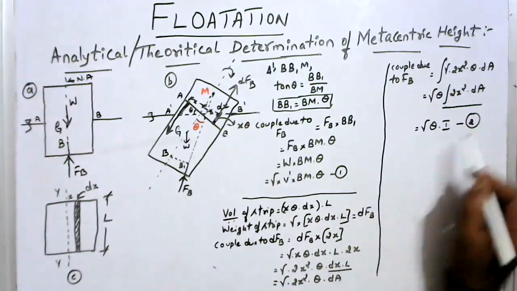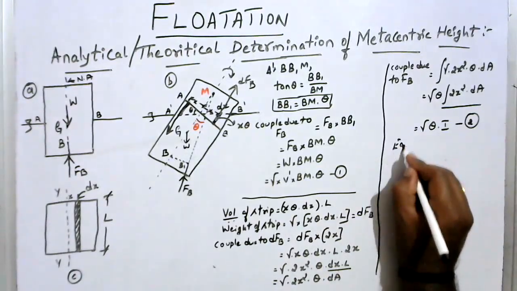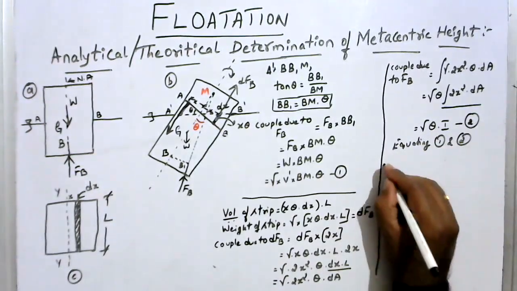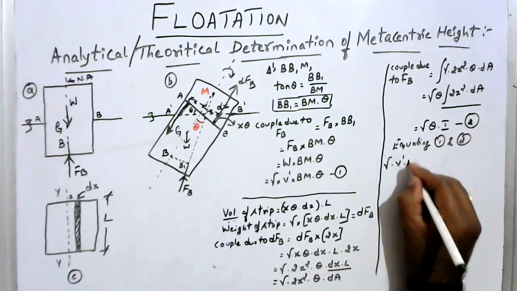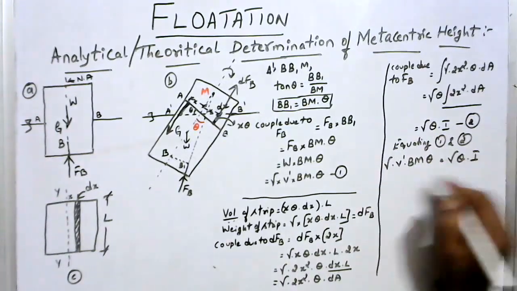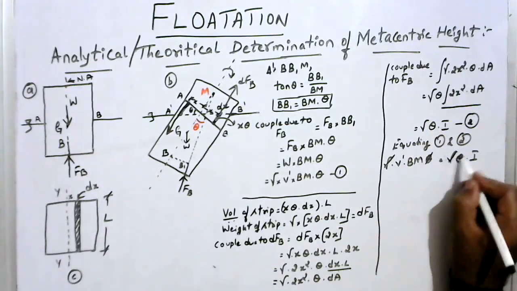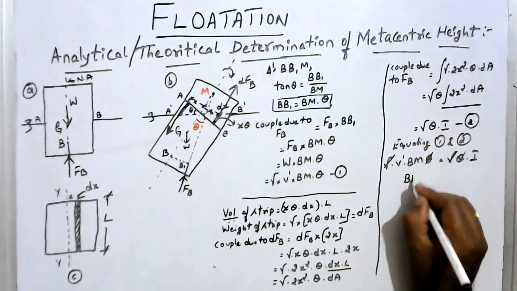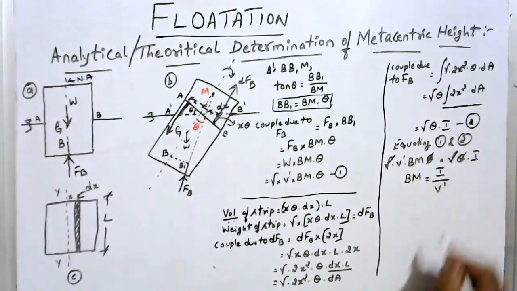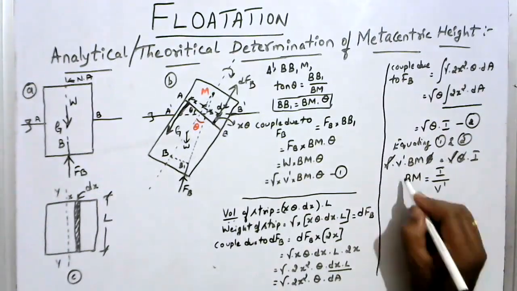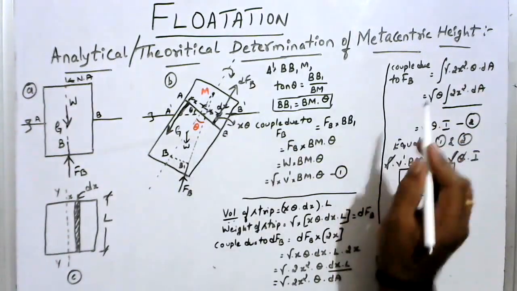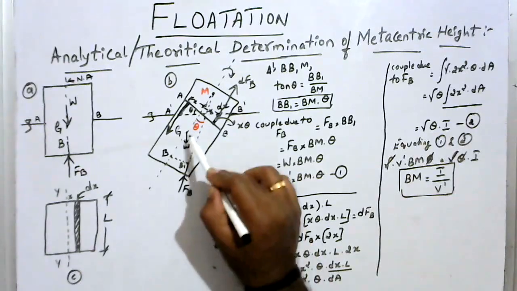Now you observe equations 1 and 2. Equating equations 1 and 2, we get gamma into V dash into Bm theta equal to gamma theta into I. Gamma theta cancels, and this Bm distance works out to be the moment of inertia divided by V dash. V dash is the volume of the immersed portion. This is the distance Bm. But I need the metacentric height. What is the metacentric height here? Gm represents the metacentric height.